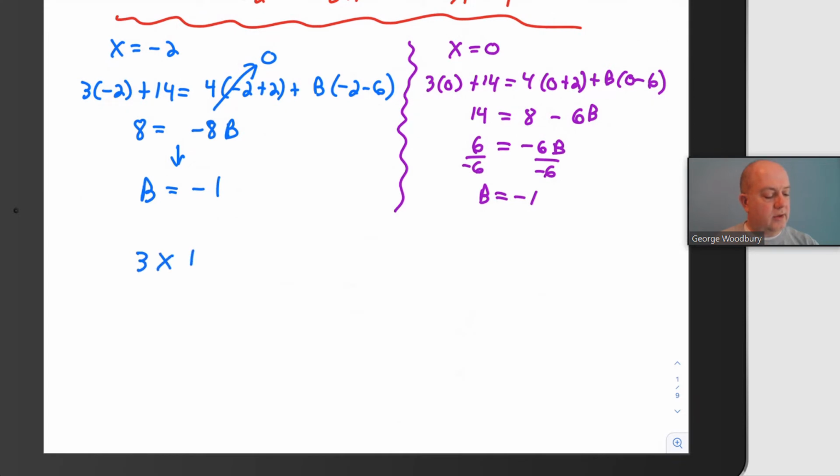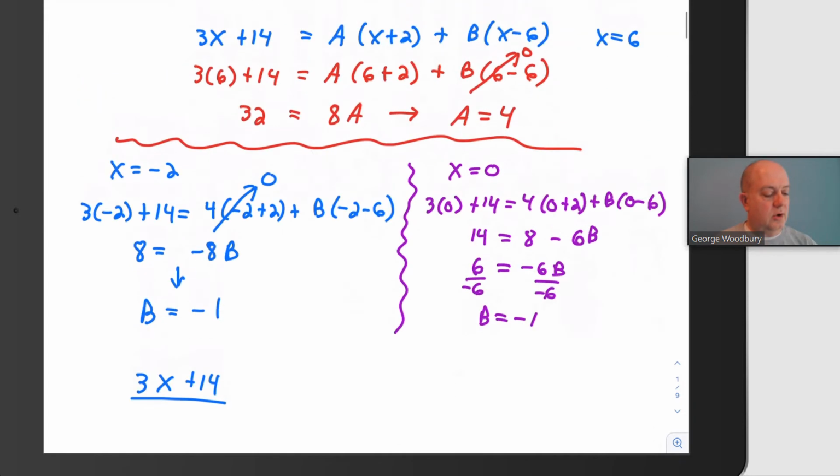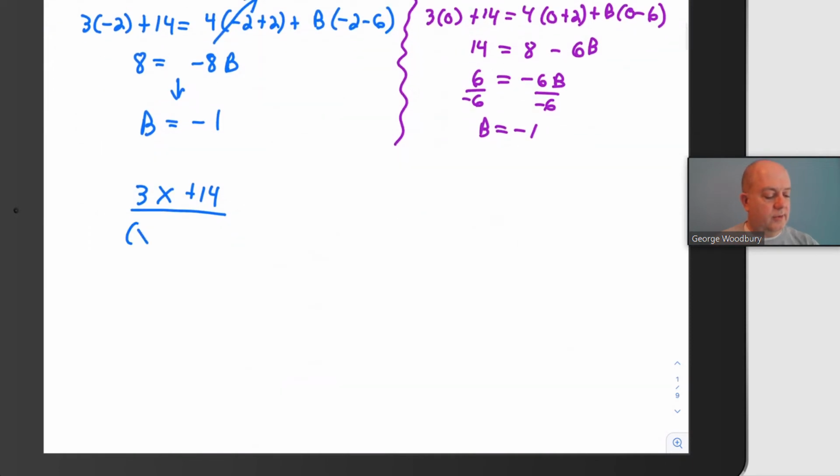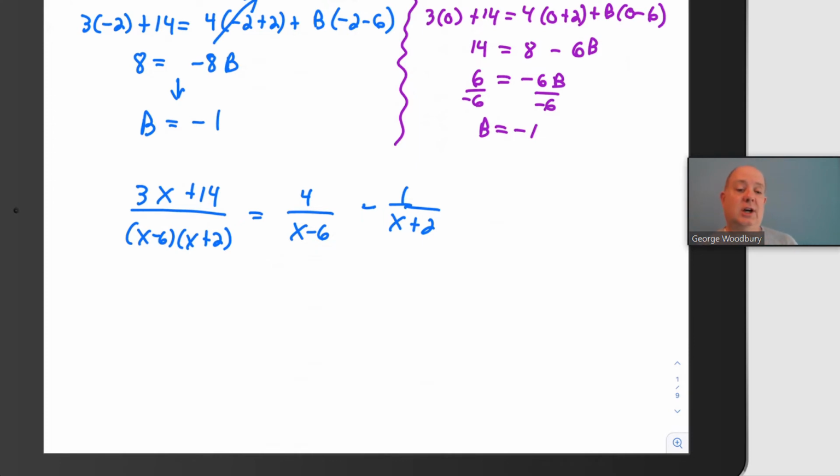So 3x plus 14 over, let's see, we had x minus 6, x plus 2 equals 4 over x minus 6 minus 1 over x plus 2. Or you can think of it as plus negative 1 over x plus 2. By the way, you can check this by subtracting the two expressions on the right-hand side. You'll see that you end up back at what we had on the left-hand side. Maybe I'll show you that.